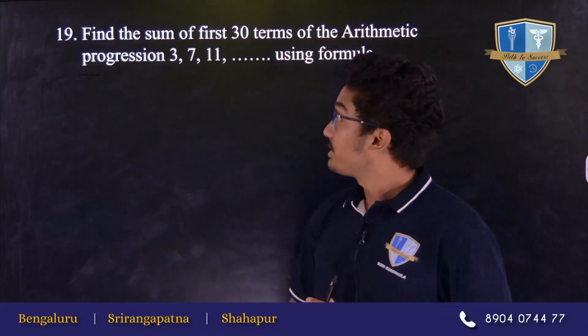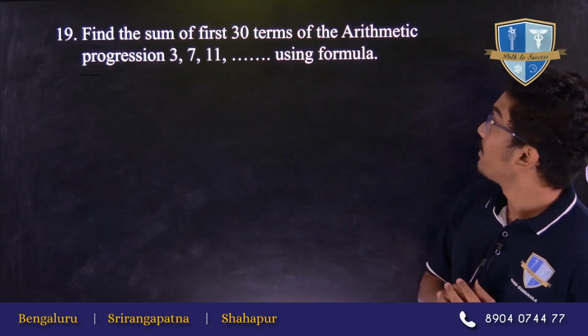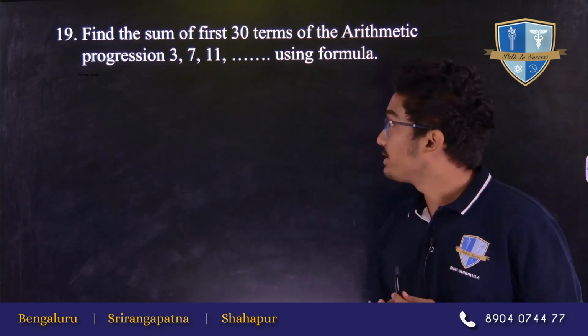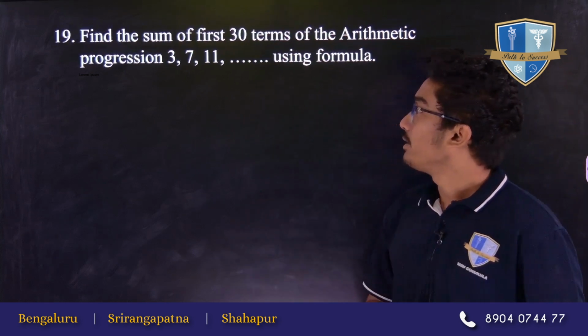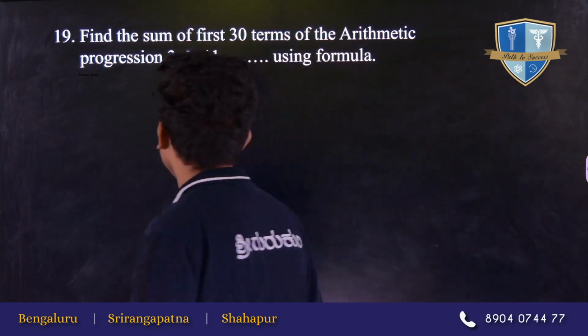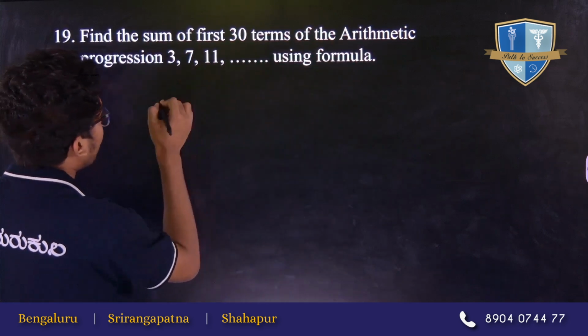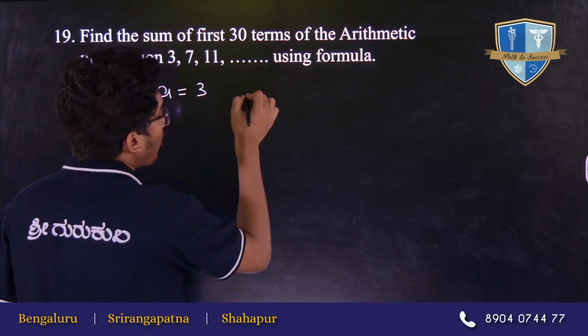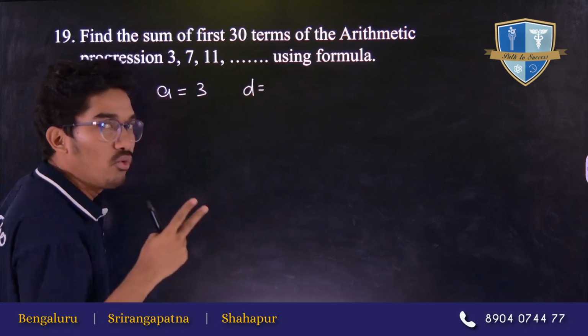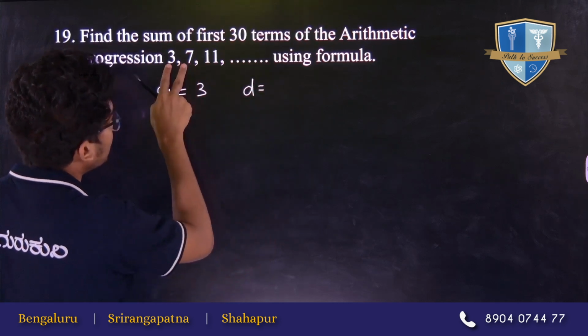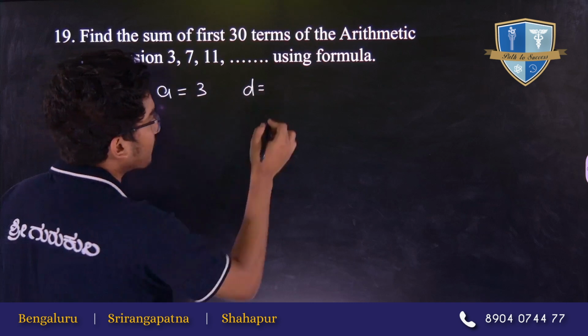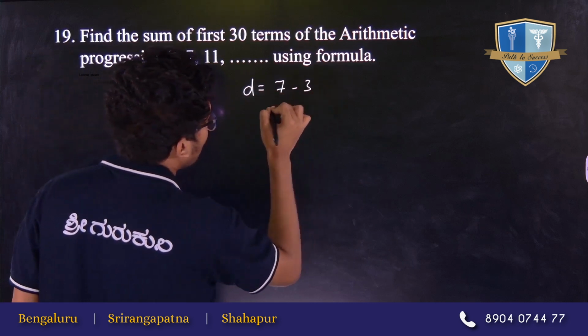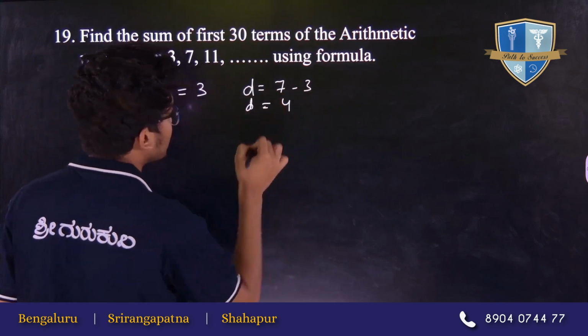So next question is, find the sum of the first 30 terms of arithmetic progression 3, 7, 11 using formula. So our AP is 3, 7, 11. So first term of our arithmetic progression is given as 3. And common difference is the difference of two consecutive terms. That is 7 and 3 are two consecutive terms. So difference of 7 and 3 is our common difference. So common difference is 4.